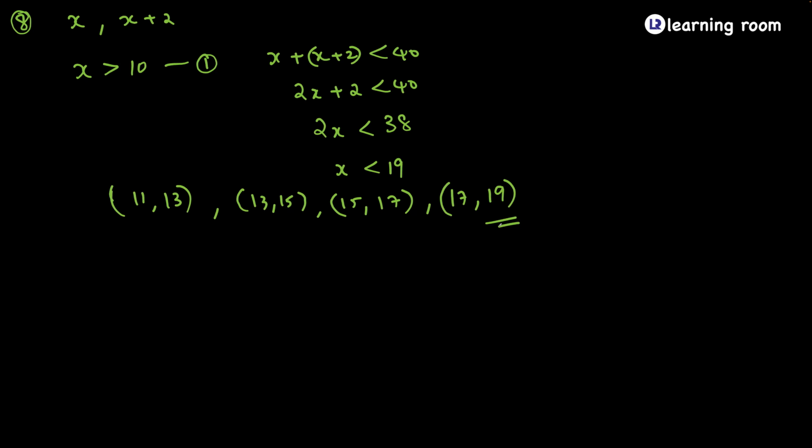For the sum should be less than 40, the sum of these two numbers should be less than 40. That is why actually 17, 19, according to me, should not come. I don't know why they gave it in the problem. 17, 19 should not come there because we are saying x is less than 19. The inequality says x is less than 19, no? 19 is not a part of this.